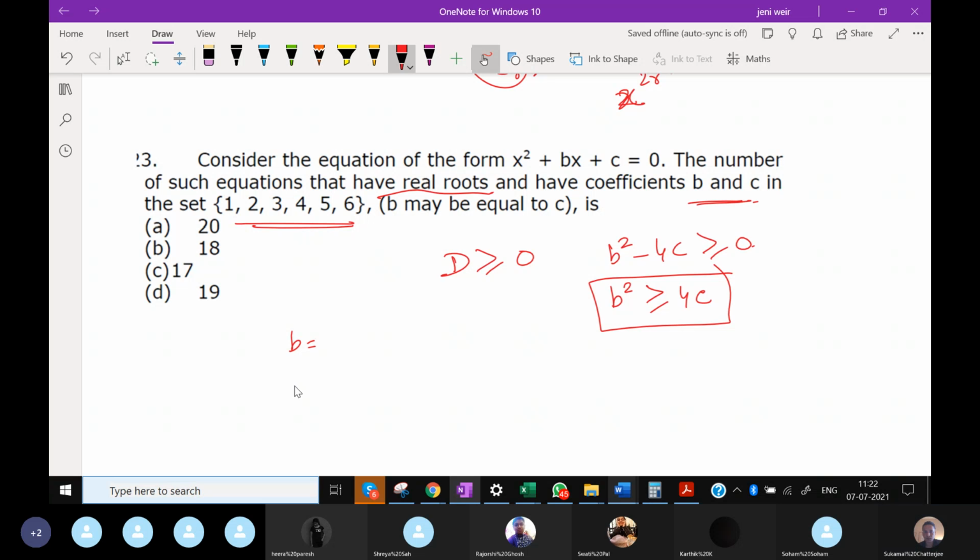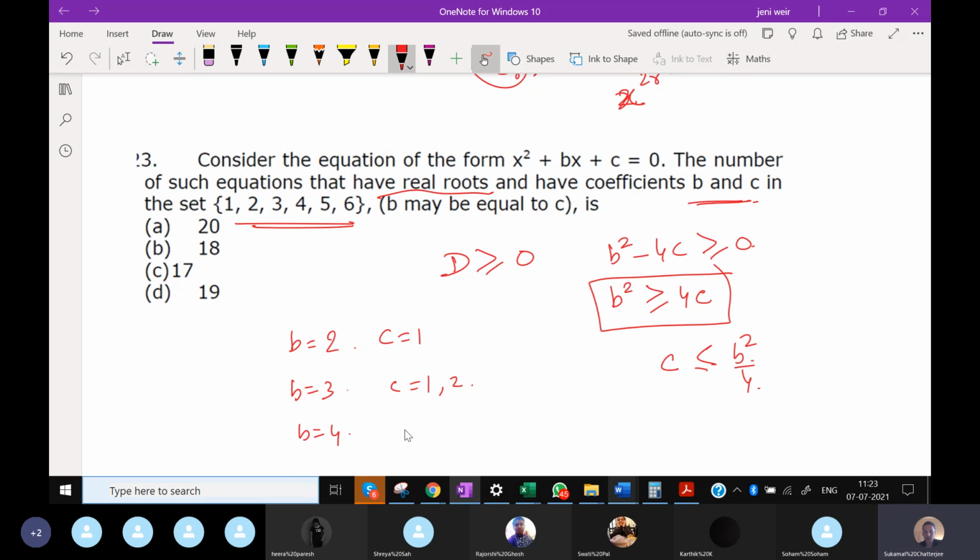No, because then c has to be less than or equal to b square by 4. So if b is 1, c has to be less than or equal to 1 by 4, which cannot happen. So b cannot be equal to 1. Now if b is equal to 2, then c has to be less than or equal to 1, which means only one value. If b is equal to 3, then c has to be less than or equal to 9 by 4, which means c can take the values of 1 and 2.